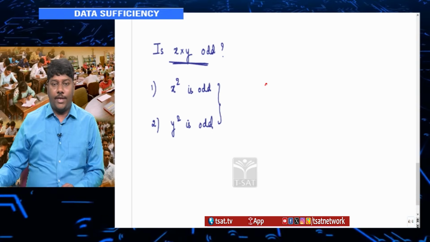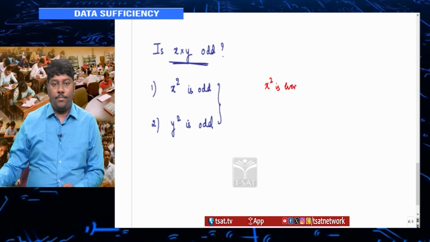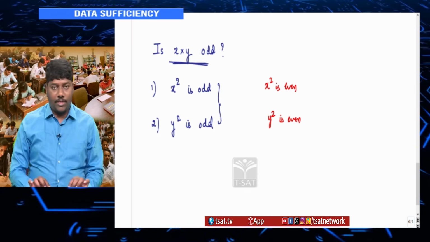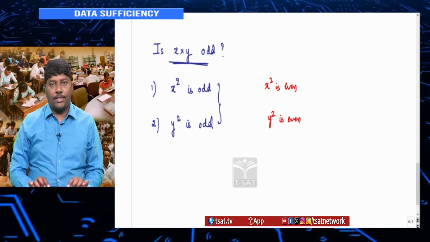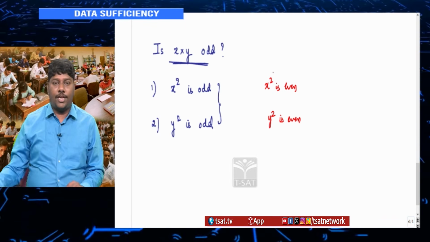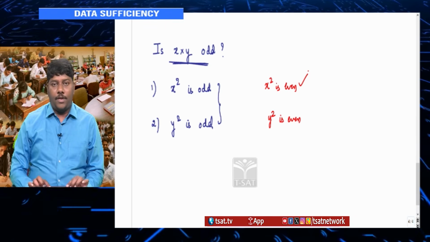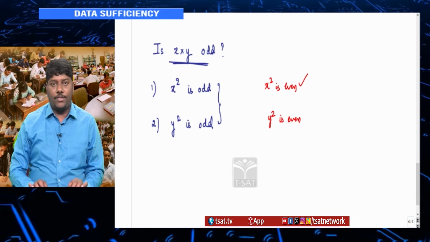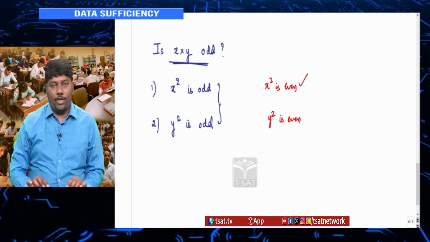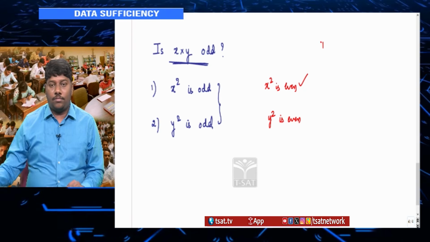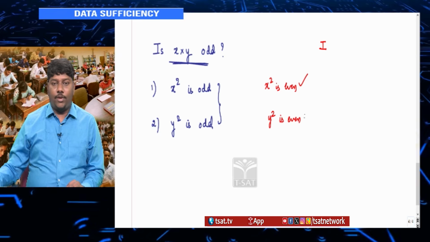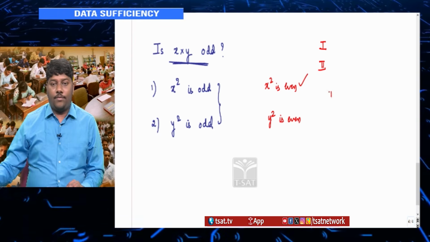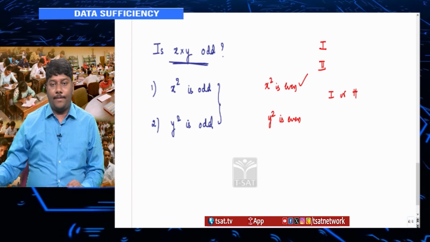Now, see here, if I say statement 1, x square is even, statement 2, y square is even. If statement 1 is x square is even, therefore, x is even. Therefore, x into y cannot be odd. So, I can say by using statement 1 alone. X square is even means x is also even. If x is even means x into y is also even. So, I can answer by using statement 1. So, it is 1. Y square is even means, so I would say 2 is also sufficient. So, 1 or 2.